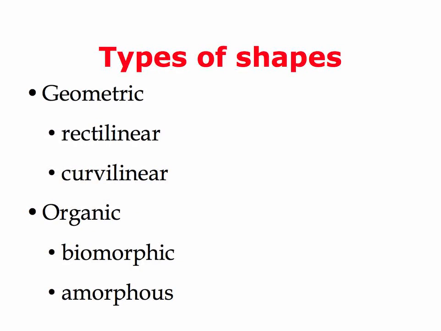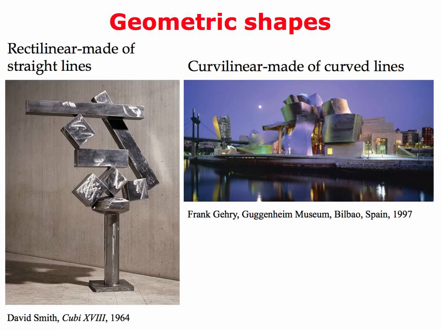So, let's look at the different kinds of shapes we have. There's geometric shapes and organic shapes. In the geometric shapes, we've got rectilinear ones and curvilinear ones. In the organic shapes, we've got biomorphic and amorphous ones. So let's look at some examples of all these different kinds of shapes. Here on the left, we can see a sculpture by David Smith made out of rectilinear shapes. On the right, we have curvilinear shapes.